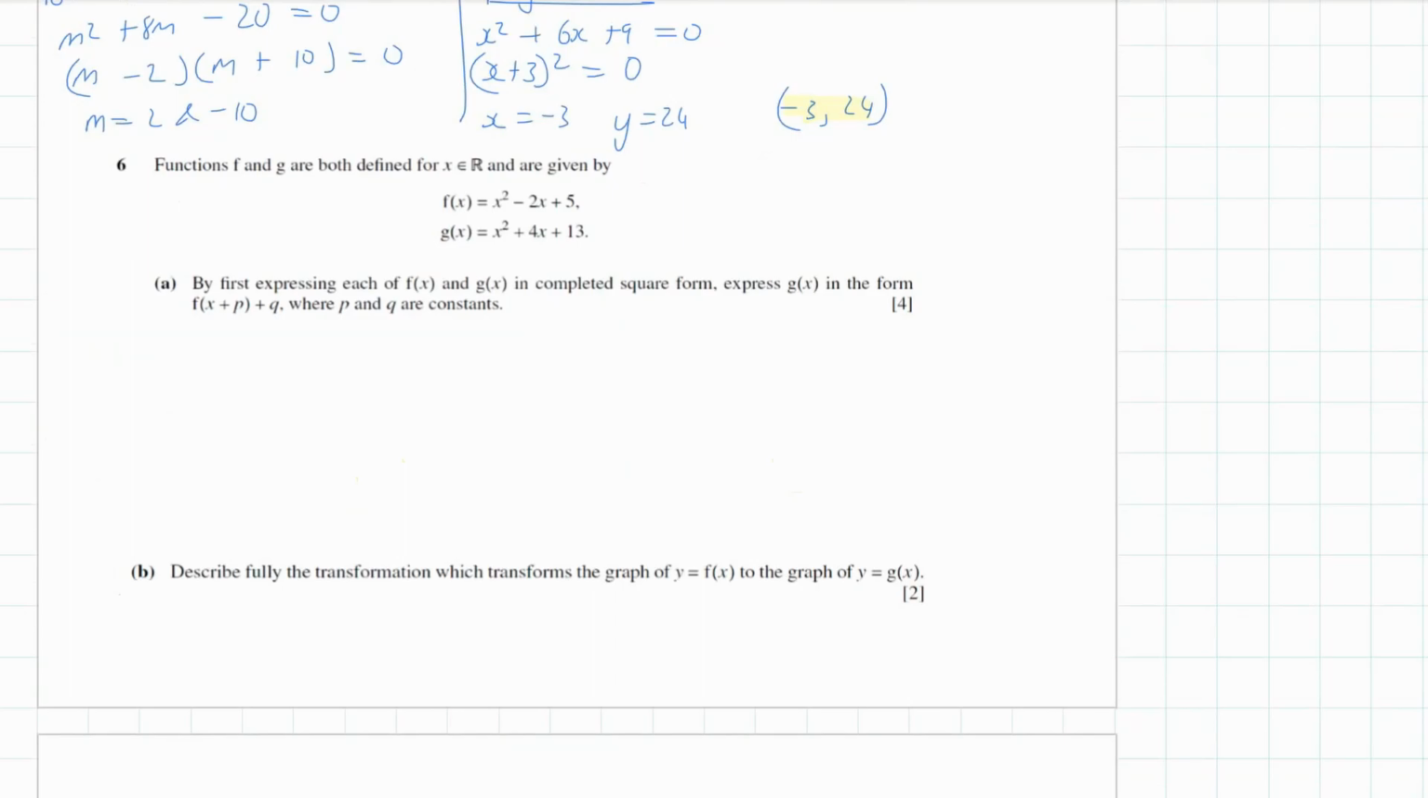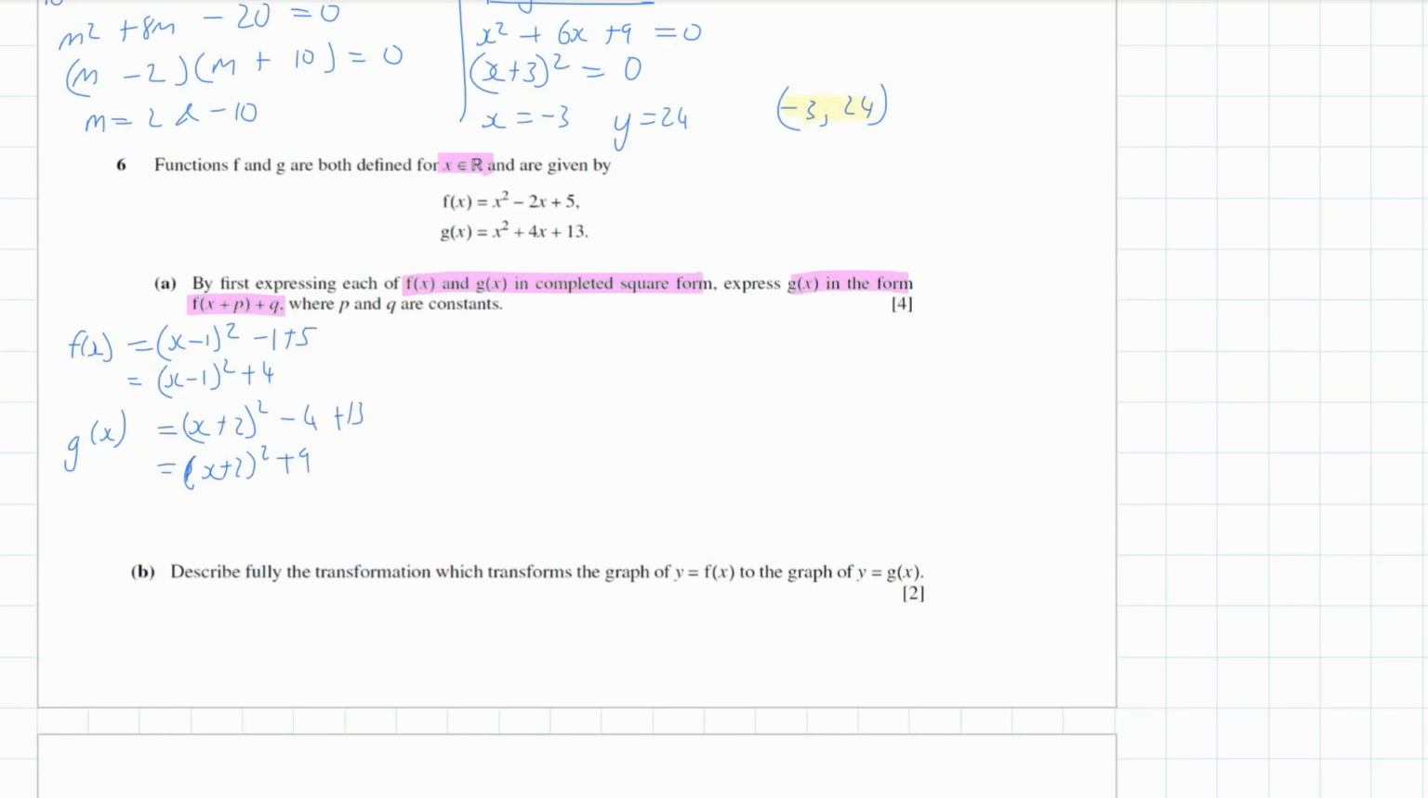So the next one, functions f and g are both defined for x is a member of the set of real numbers, and so on, and we've got to complete the square for both of them, and then express gx in the form given. Okay, well, let's complete the square for the first one. So that's x minus 1 all squared minus 1 plus 5 equals x minus 1 all squared plus 4. And gx, we can write that as x plus 2 all squared minus 4 plus 13, which is equal to x plus 2 all squared plus 9.